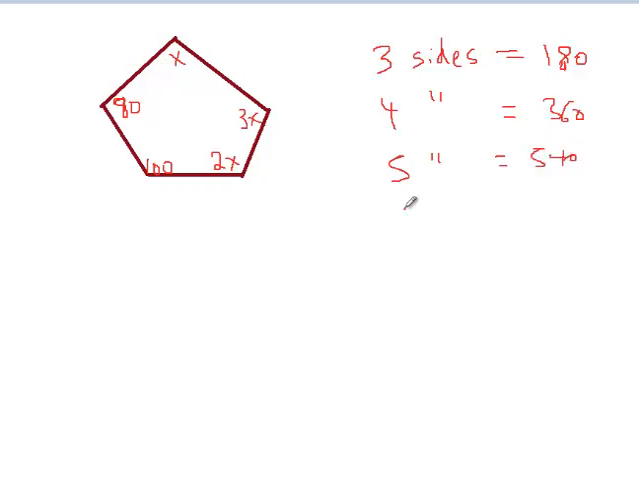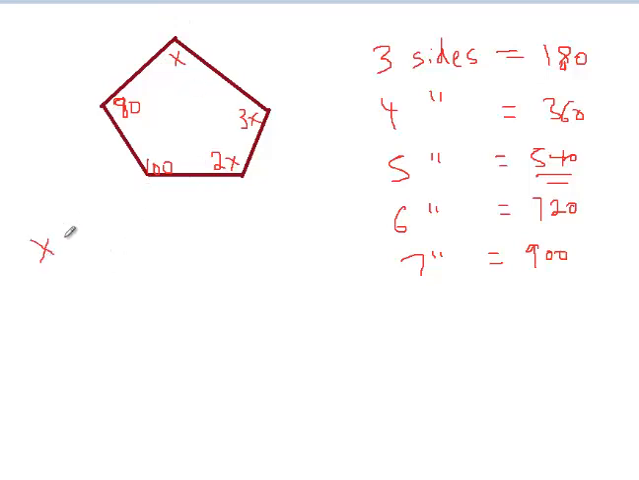If there are 6 sides, which is a hexagon, it would be 720. If there are 7 sides, which is a septagon, it would be 900, etc. Anyway, getting back to this example, this is a 5-sided figure, so the total number of degrees has to be 540. So you'd set up an equation, add them all up, and they have to equal 540.